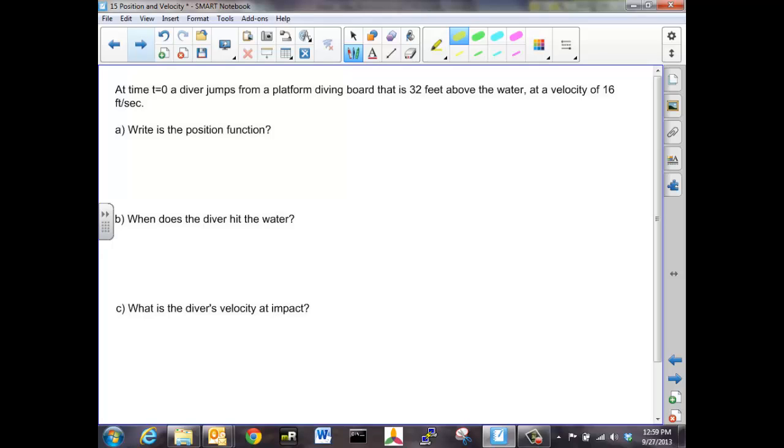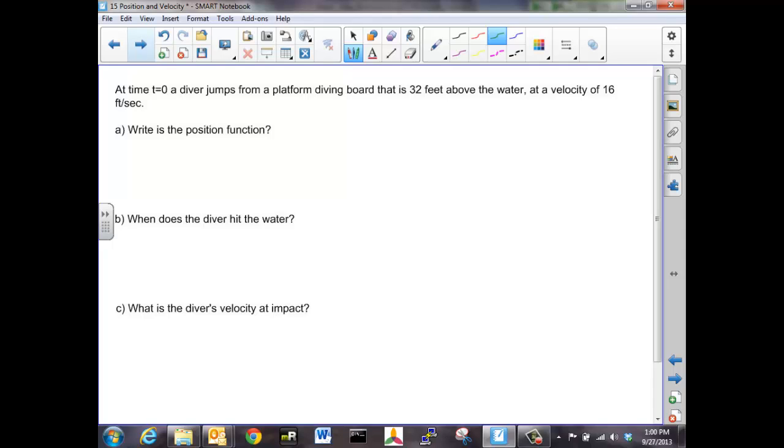At time t equals 0, a diver jumps from a platform diving board that is 32 feet above the water at a velocity of 16 feet per second. That's a very good question. We need to think about what's going on here. Now, this is the type of problem that you're going to be given. It's not going to be specified which way he is going. It's not going to be specified this is this, this is that. You've got to think about real life.